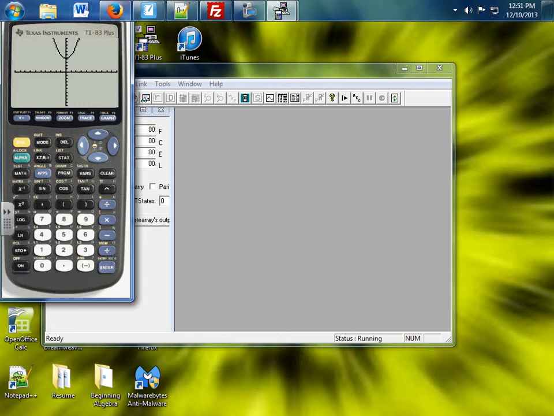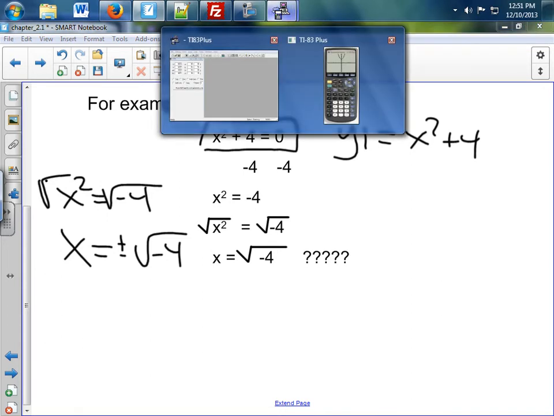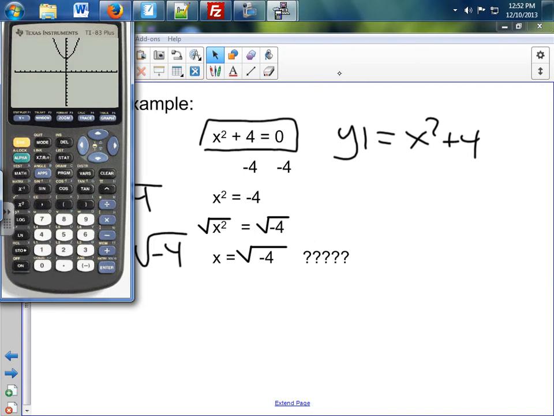Now there is a graph here. Everyone sees this, right? Now when I go back to the smartboard, this graph does exist, but we can't solve it using real numbers. The reason is this does not cross the x-axis. Do you see that? If this did cross it, you would have solutions here. But here, it never crosses the x-axis. So we have to use complex numbers.